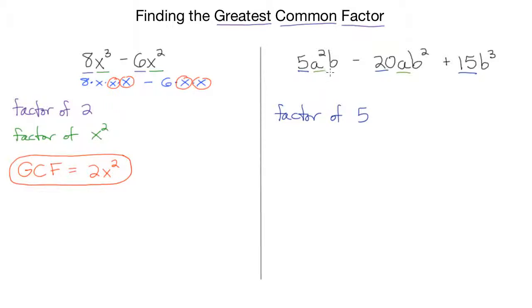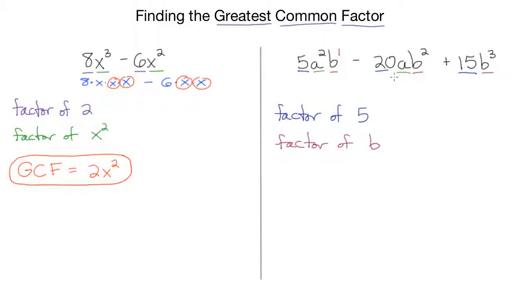Out of the variable b, we've got 1b, that's b to the first power. We've got b squared, and we've got b to the third. Well, what do they have in common? Well, in common, they all have one factor of b. So we have a factor of b to the first power. There's more b's in the second term and 3 b's in the third term, but all three in common only have 1 b.